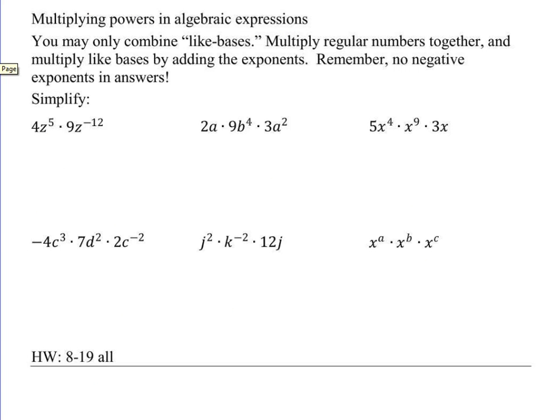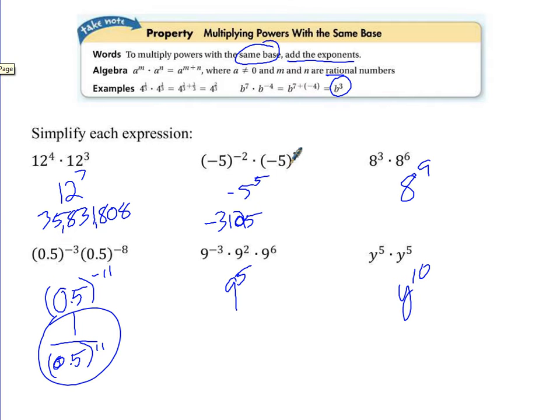Okay, moving on, multiplying powers in algebraic expressions. So you can combine only like bases. If they're not like bases, then you can't combine them. Let me go back. These were all like bases, so we could combine them. We could take care of that multiplication.